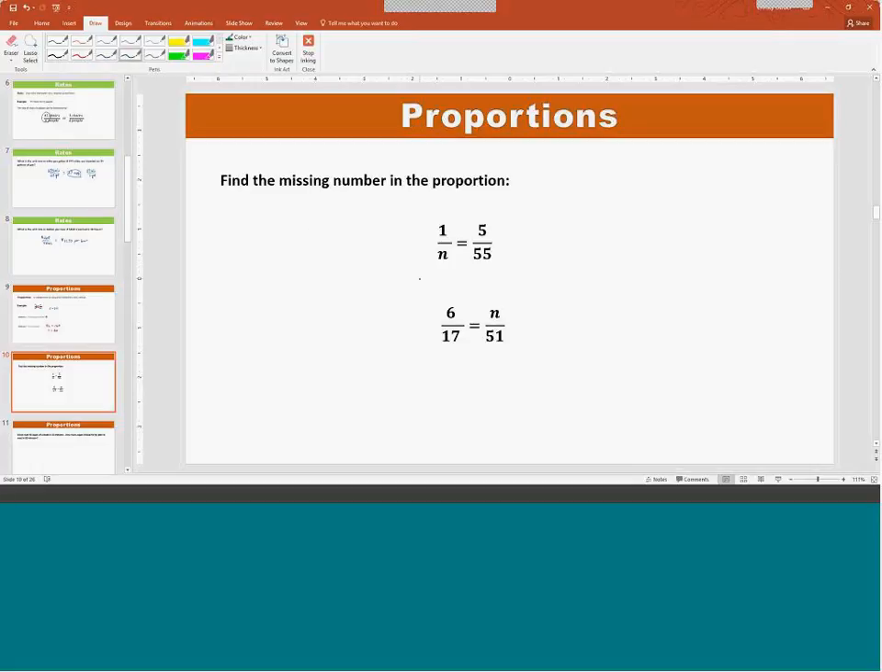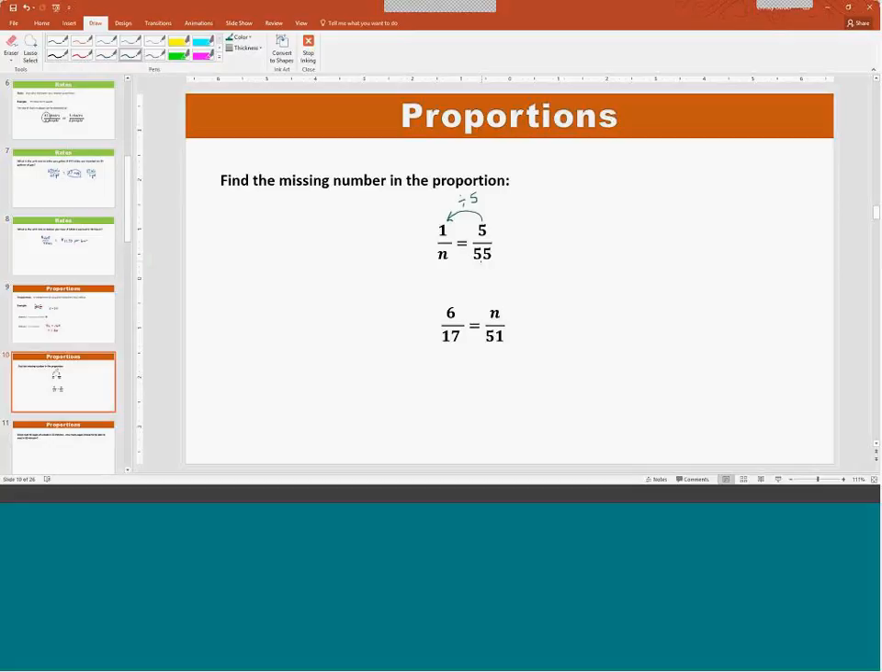The missing number in the proportion. Now, here we have n in the denominator of the first ratio. So I need to look in the numerator and figure out what happened here. Since I have to work backwards to find n, what happens here? How do I make 5 become 1? Well, I would have to divide 5 by 5.